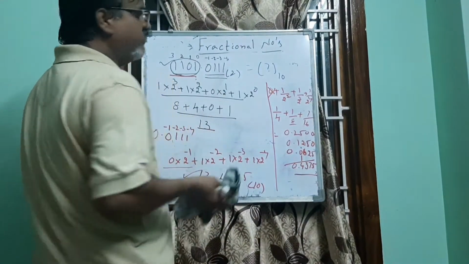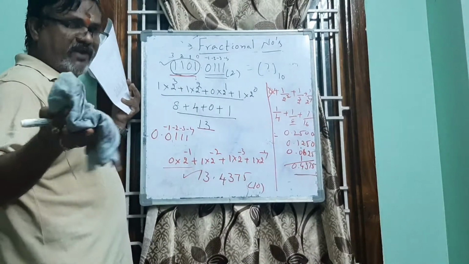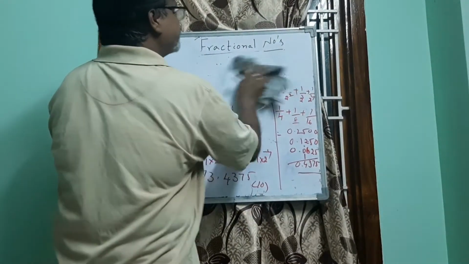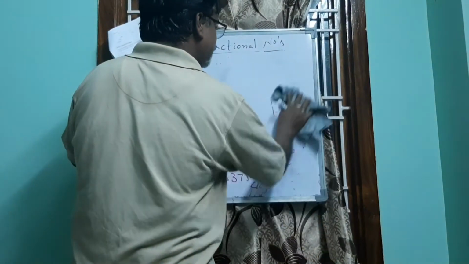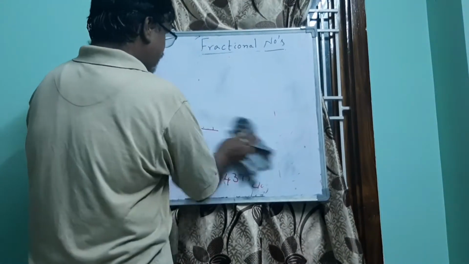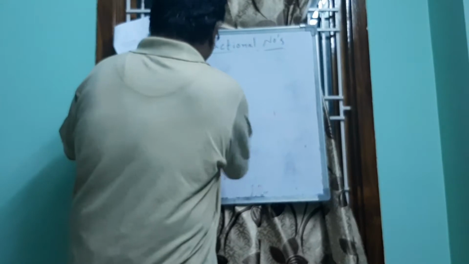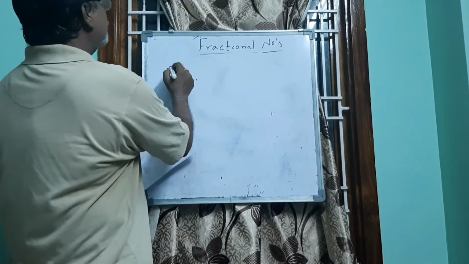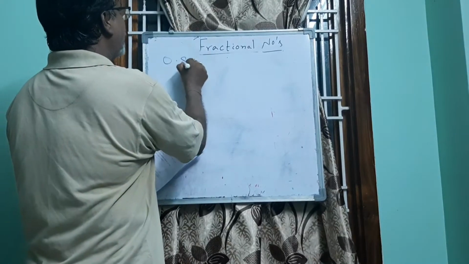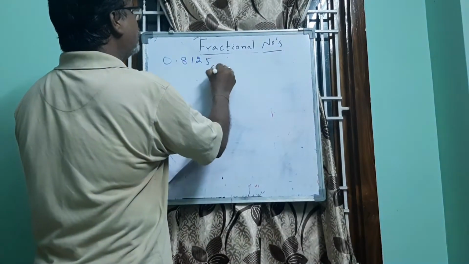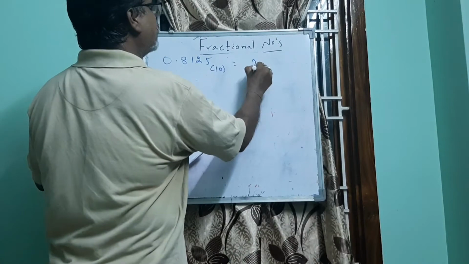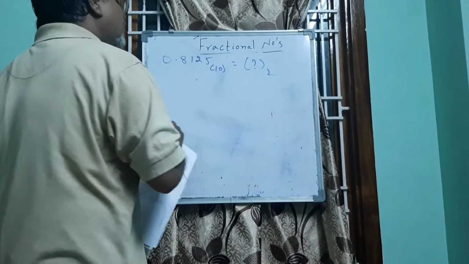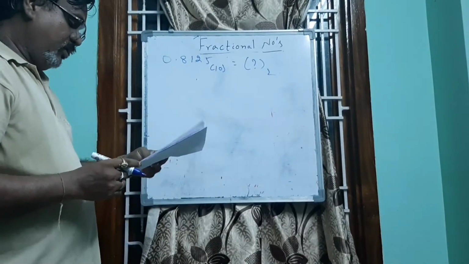This time we will take a decimal fractional number and try to convert it into the equal binary. So you take 0.8125 base 10, equivalent to base 2, that is, base 10 equal to binary value.